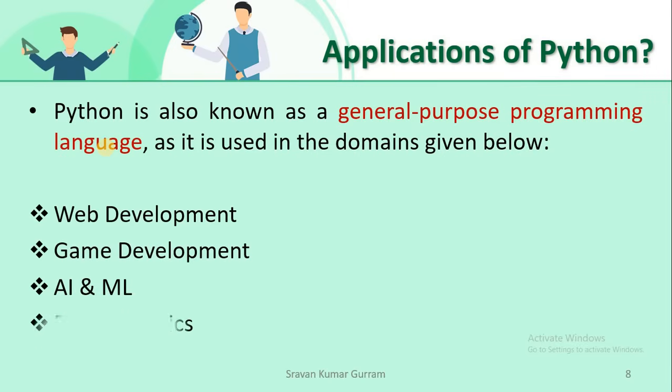Okay. So what type of the applications we can develop with help of the Python? Those are web development. We can develop web related applications. Like suppose if you want to develop any website with help of the Python, yes, you can develop. And if you want to develop games also, you can. And artificial intelligence and machine learning related applications also you can develop with help of the Python. And data analytics applications. So these are the few applications of the Python.